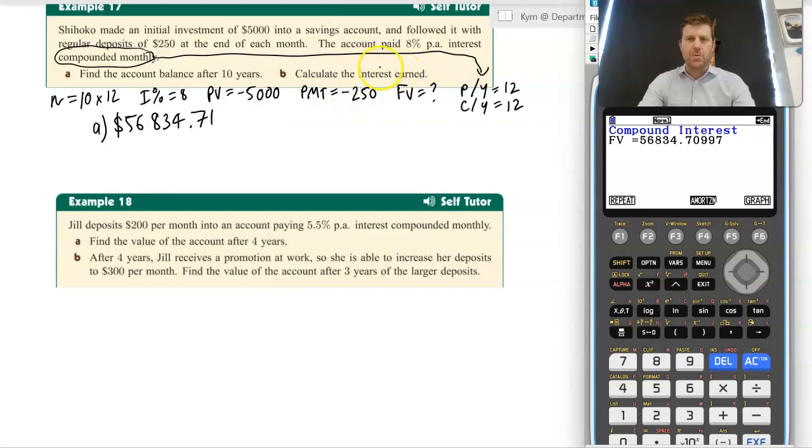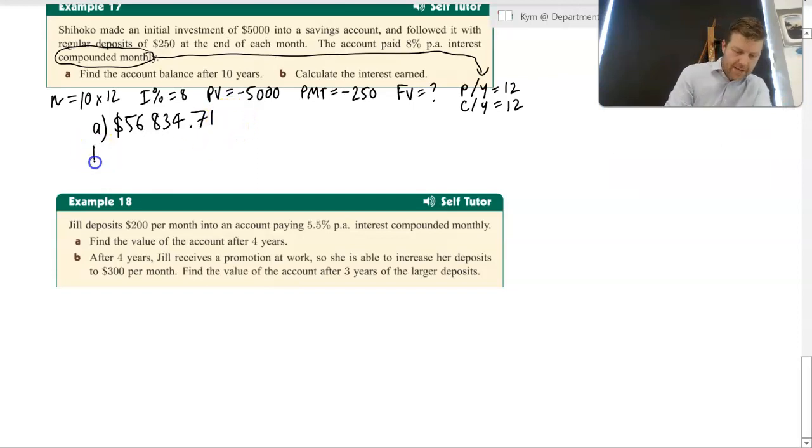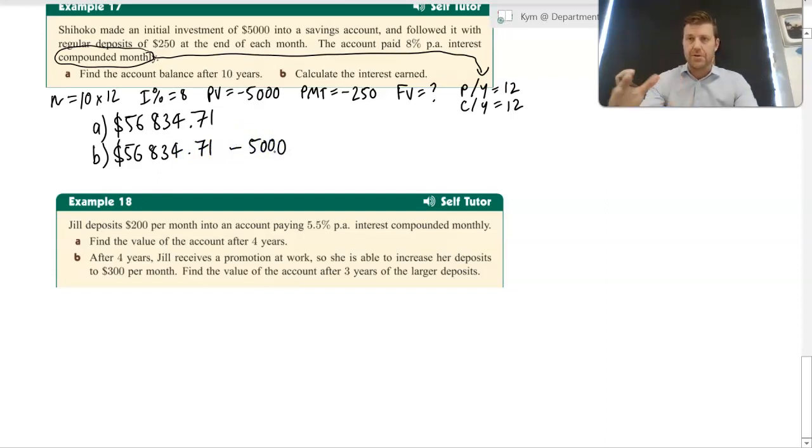And basically what we need to do to work that out is to subtract how much money we've actually deposited into that account. So we started by depositing $5,000. So to determine how much interest we earned, we're going to, from that amount, subtract. So from the future value of $56,834.71, we're subtracting the initial investment of $5,000 because that's not interest that we've earned, that's money that we've deposited.